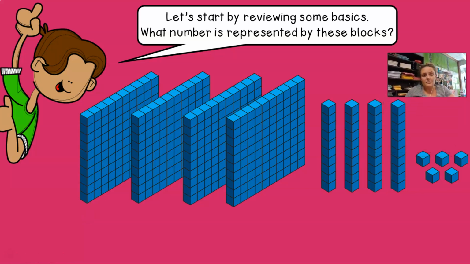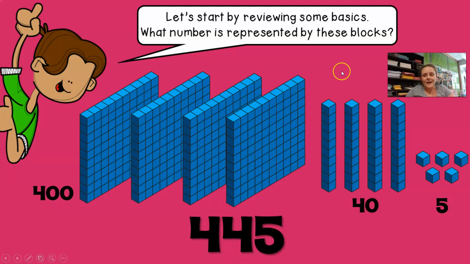These guys probably look familiar to you. Let's review some of the basics. What's represented by these amounts? Well, these are hundreds, right? And we have 4 of them, so that's 400. These are tens, and we have 4 of them, so that's 40. And we have 5 units here, which are worth 1, which is 5. So if we smush them all together, it's going to be what? 445. That probably all sounds very familiar to you, doesn't it?